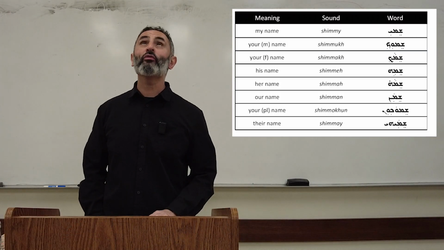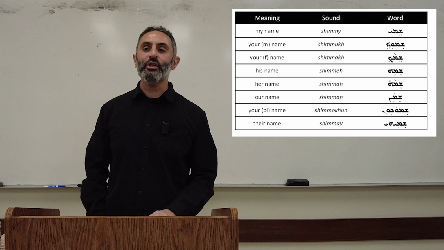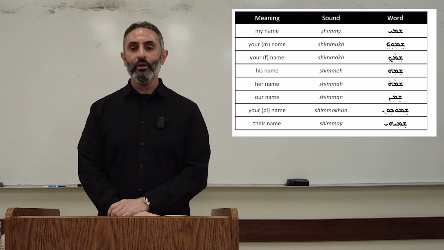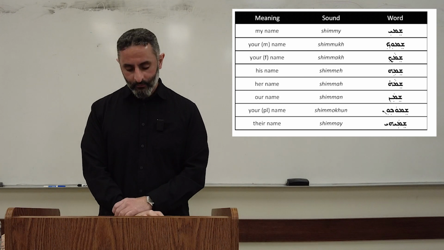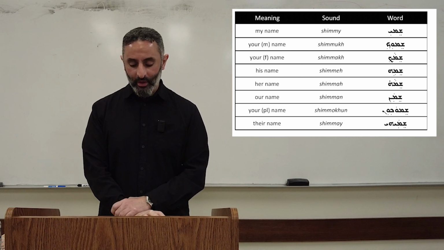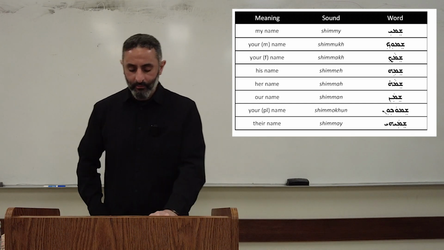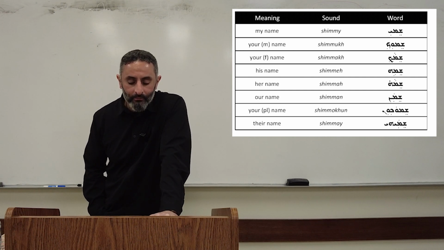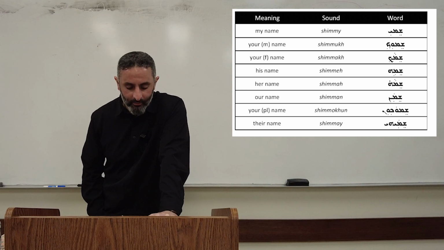You can combine these in with any noun to indicate possession. For example, if you want to say my name, the word for name is shimma. Everyone say shimma. If you want to say my name, you say shimmi. Your name, masculine, is shimmuch. Your name, feminine, is shimmach. His name is shimmeh. Her name, shimma. Our name, shimman. Your name, shimmochon. Their name, shimmei.